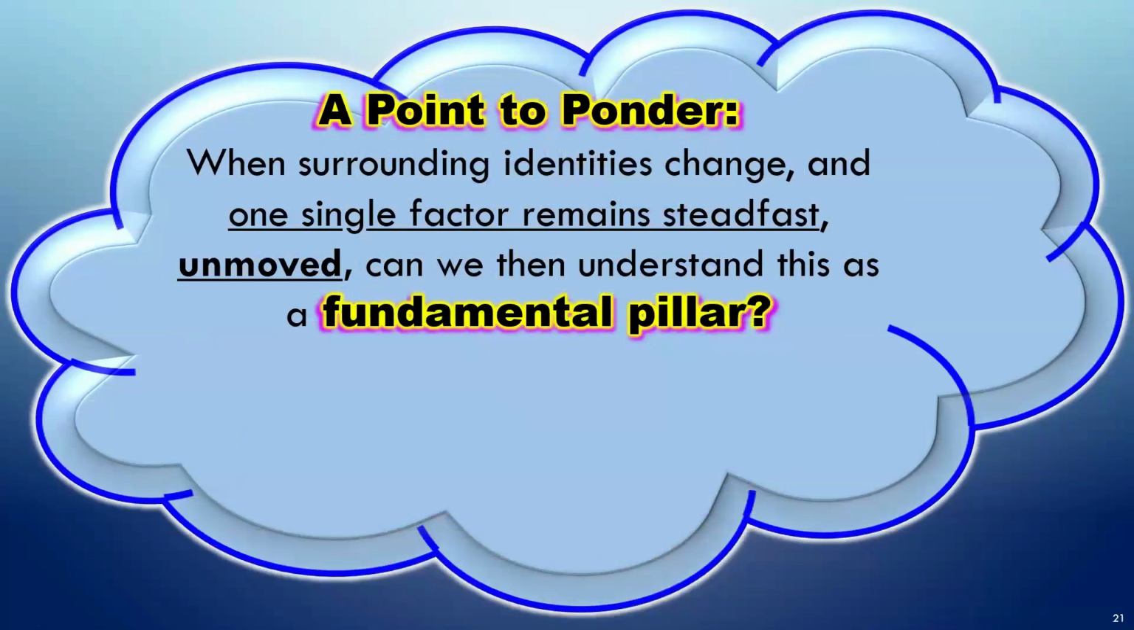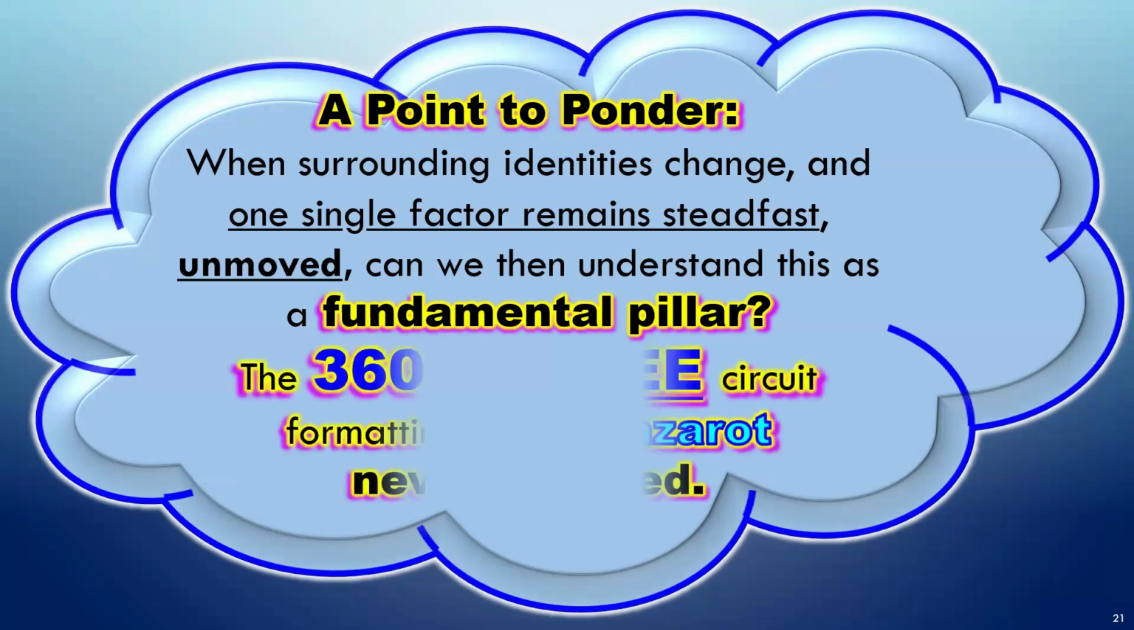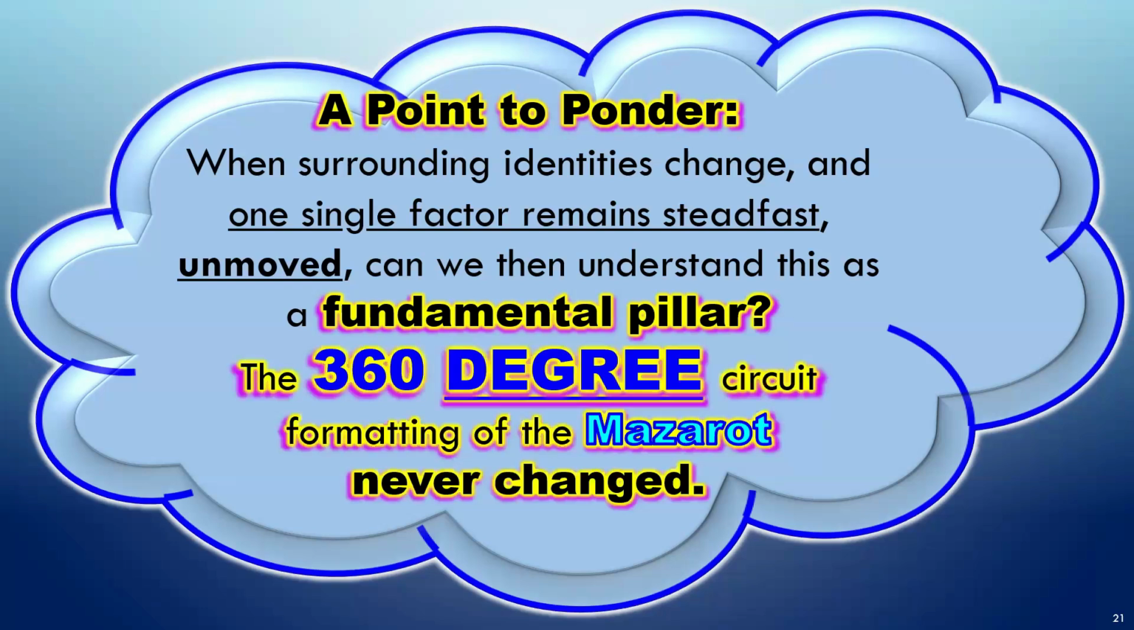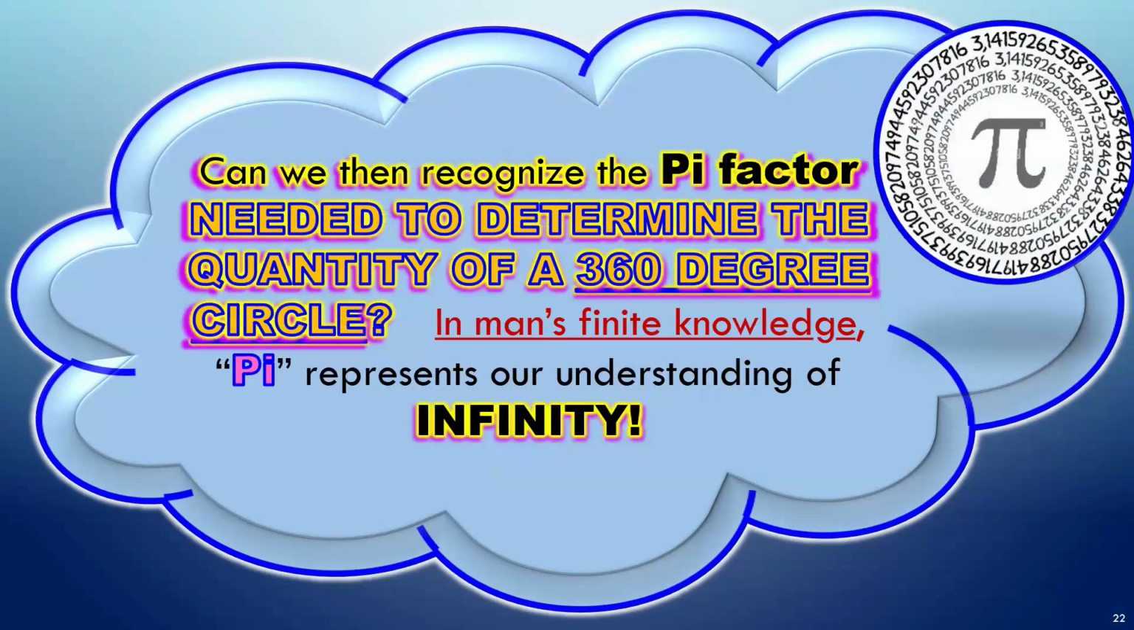Point to ponder. When surrounding identities change, and one single factor remains steadfast and unmoved, how can we then understand this as a fundamental pillar? The 360-degree circuit formatting of the Matzerot never changed. That's how it can be a fundamental pillar, when it does not change.